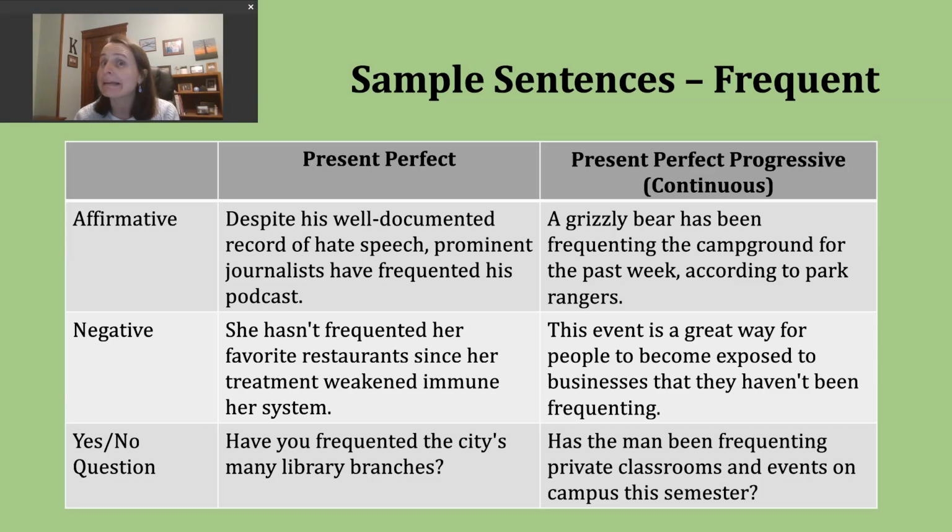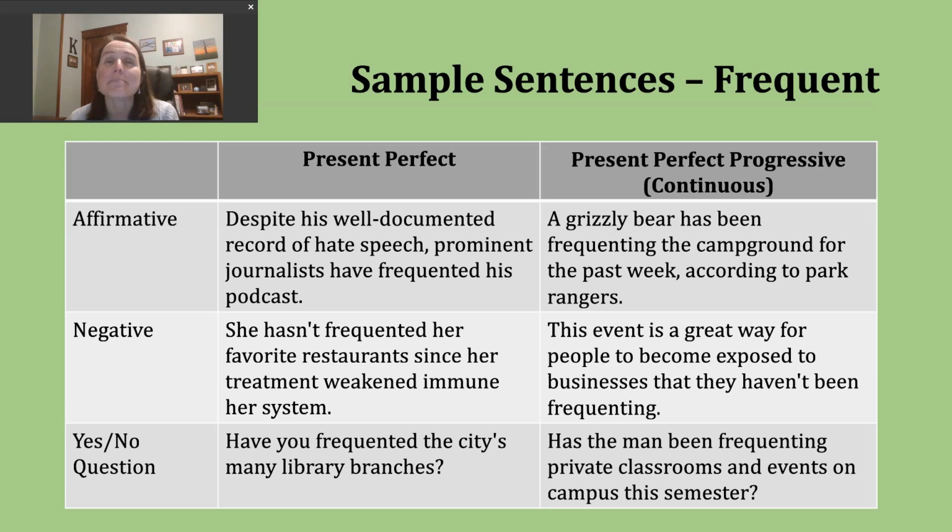Now let's look at making a negative present perfect progressive sentence. Again, start with your subject, use have or has, depending on what that subject is, then use not, then the participle been, and then the ing form of the verb. Here's another example. This event is a great way for people to become exposed to businesses that they haven't been frequenting. So here, someone maybe was trying to attract someone to come to a particular thing so that you get to know places maybe you haven't ever visited or ones that you don't visit regularly.